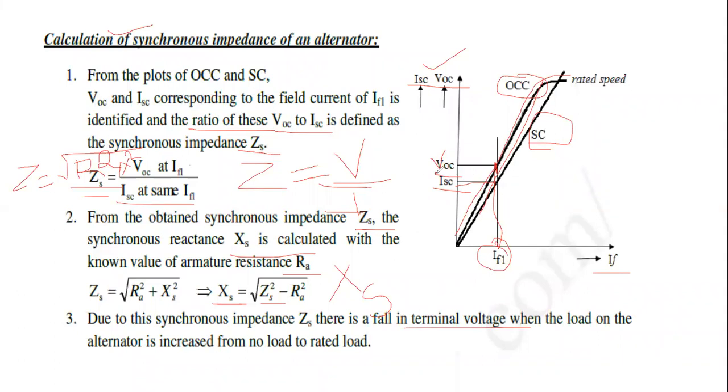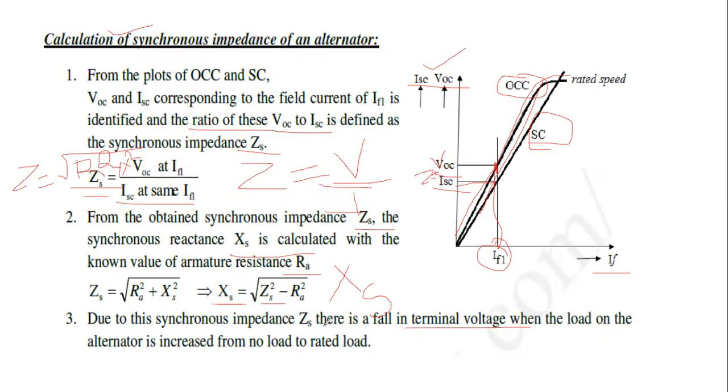Then we note down at that particular point the VOC value and the ISC value, and then we calculate Z. What is the formula for Z? Z is equal to V by I, that is VOC by ISC. After calculating Z, we calculate XS. What is the formula for XS? XS is equal to the square root of ZS square minus RA square.